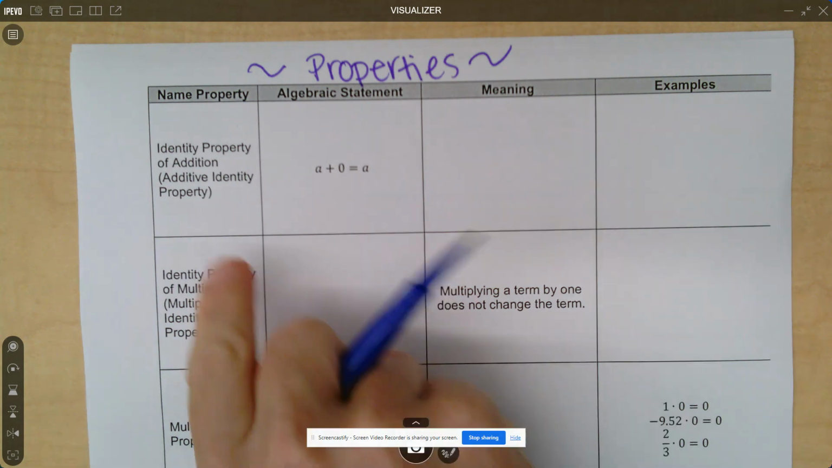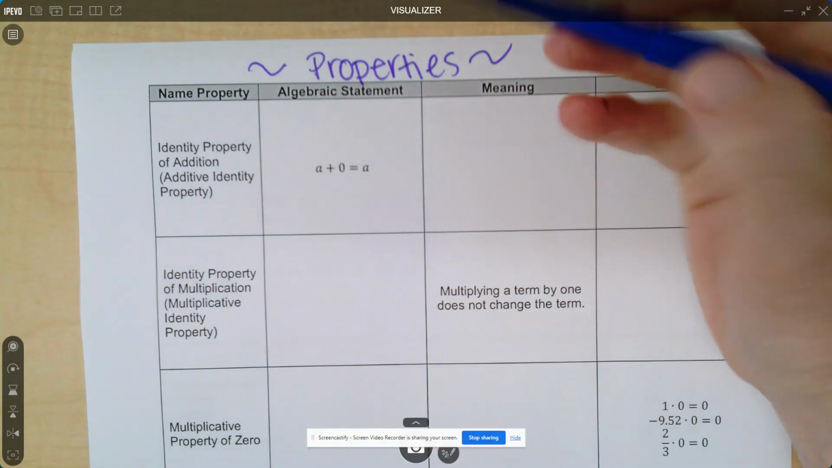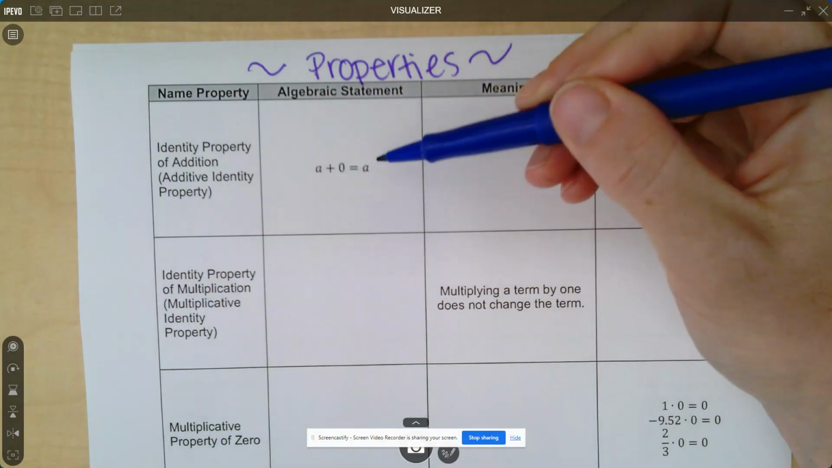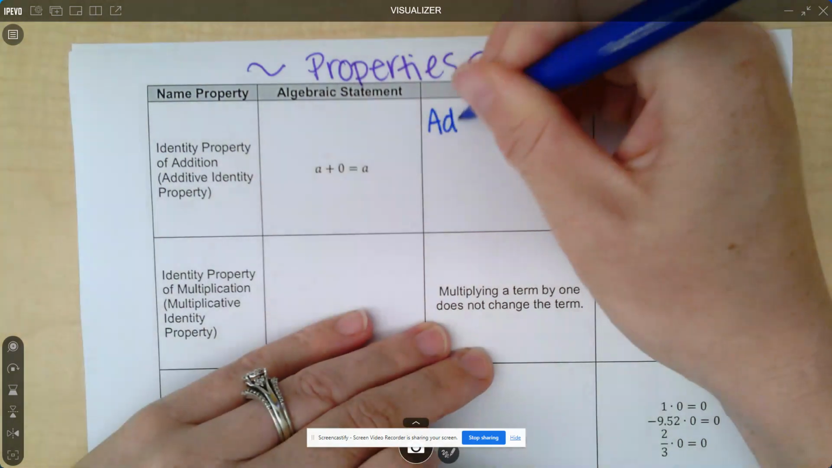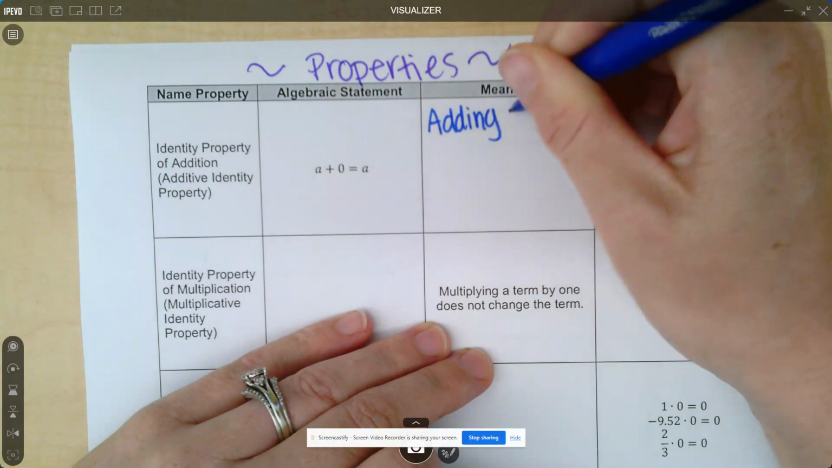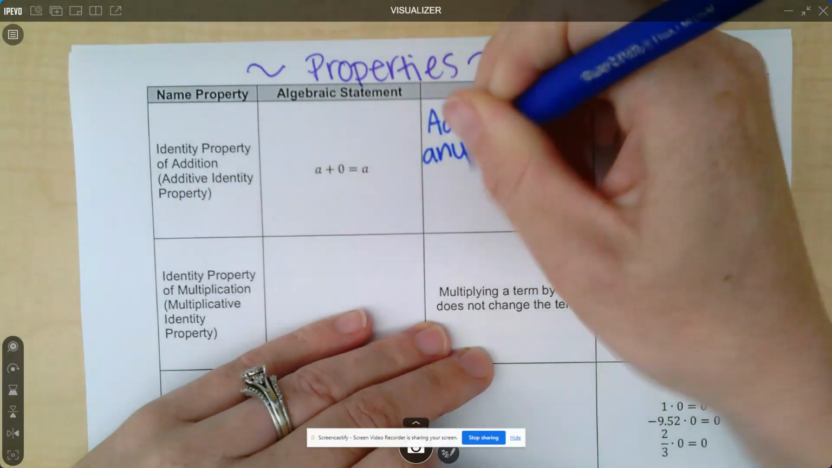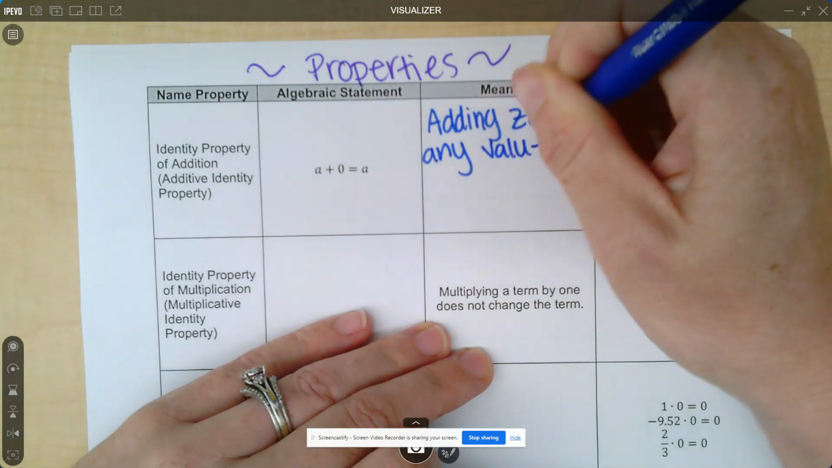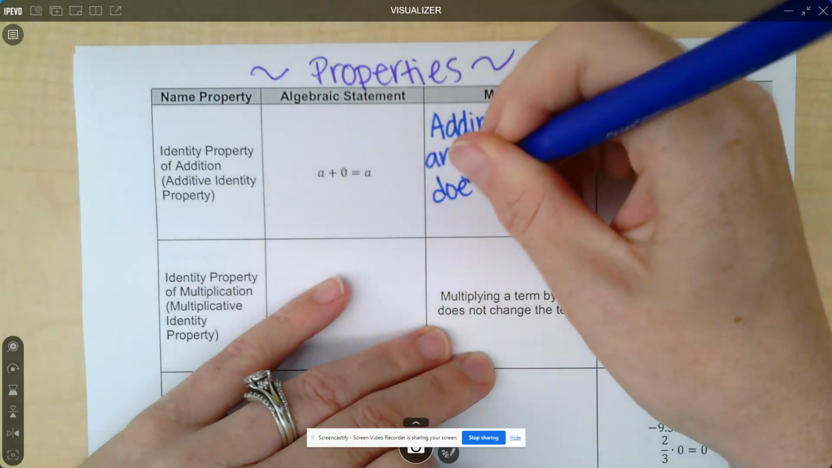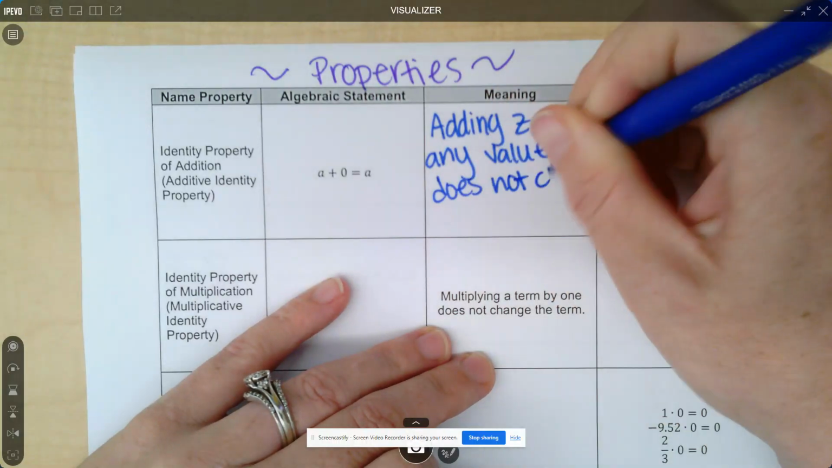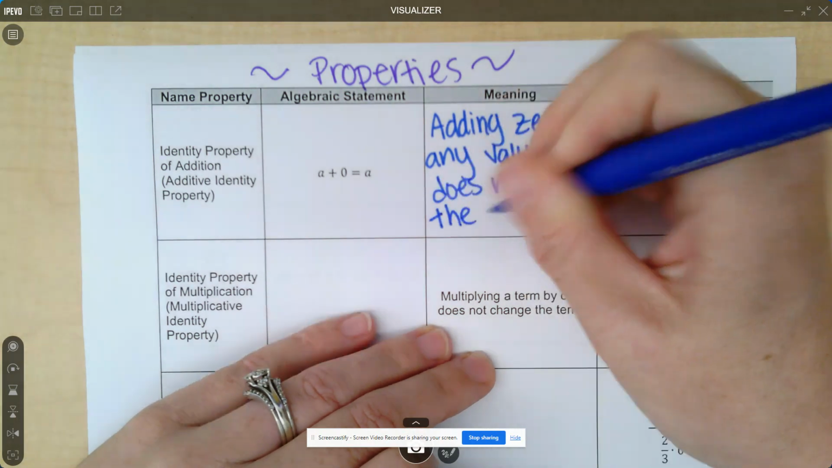So the first one is the identity property of addition, or the additive identity property. It says that a plus 0 equals a, which means adding 0 to any value or term, we could call a term here, does not change the term or the value.